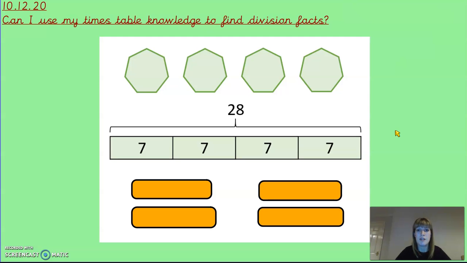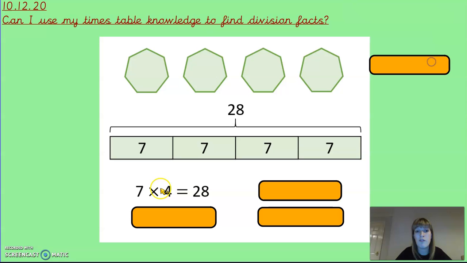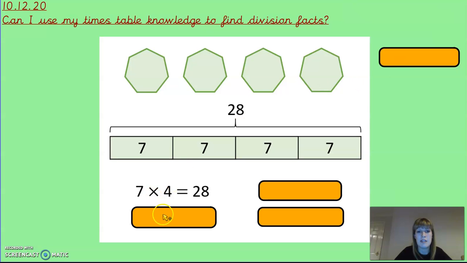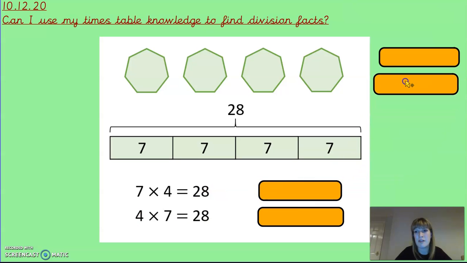So, times tables, let's have a little look. Let's have a look under this first box. I have got 7 times 4 equals 28. Let's look at the second one. I wonder if you can guess what this next times table question is. 4 times 7 equals 28.